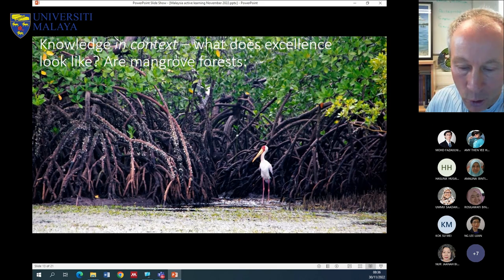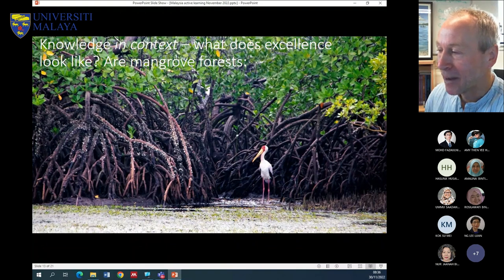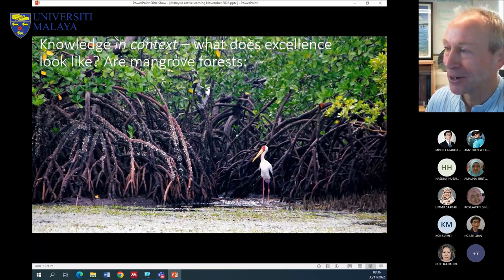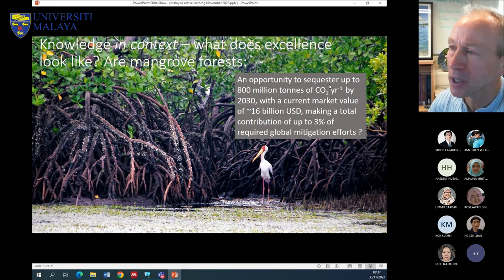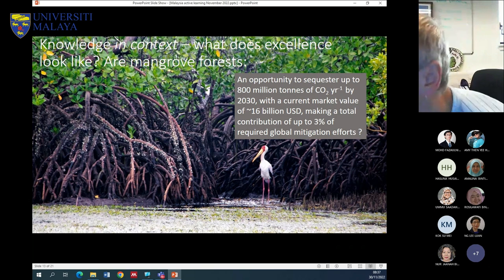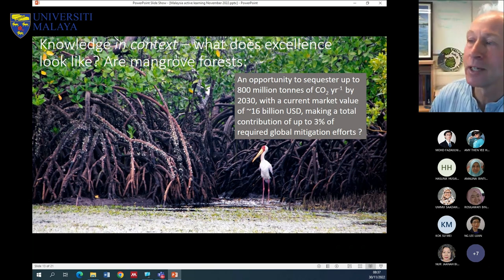Okay, so that was a little bit about dialogue. I want to talk about context now, the idea of putting knowledge to work in the right context. And here's an example from my own area of biological research. I like mangroves. These are mangroves in East Africa, actually, not in Malaysia. But when we're talking about mangroves, we might talk about them in all sorts of different ways, depending on the context. So one way of talking about them, for example, is an opportunity to sequester up to 800 million tons of CO2 per year. That's a perfectly reasonable thing to say in some contexts.